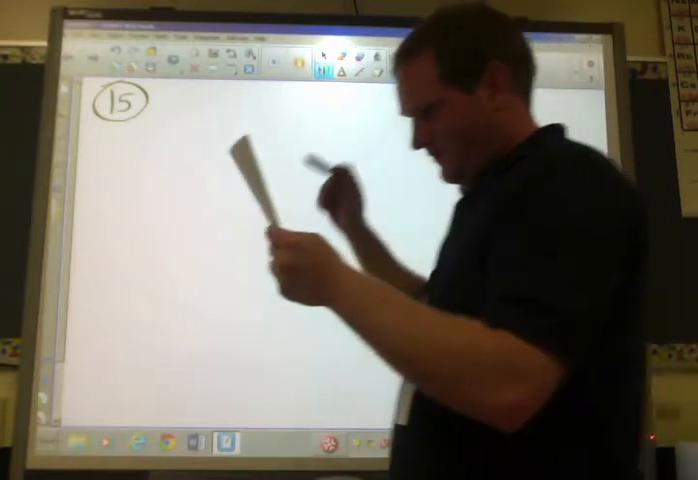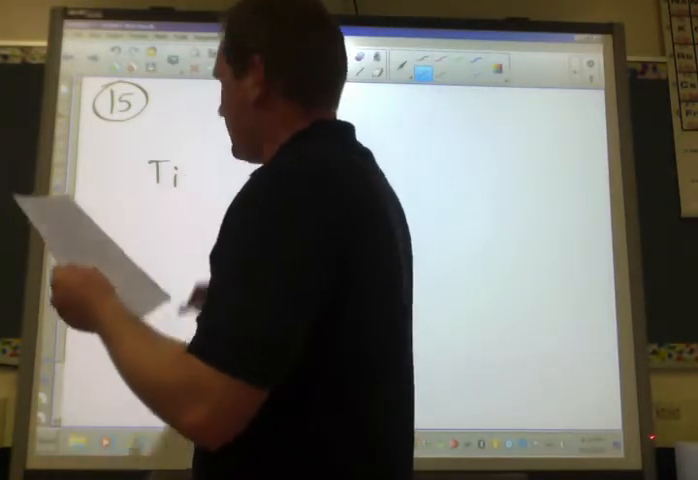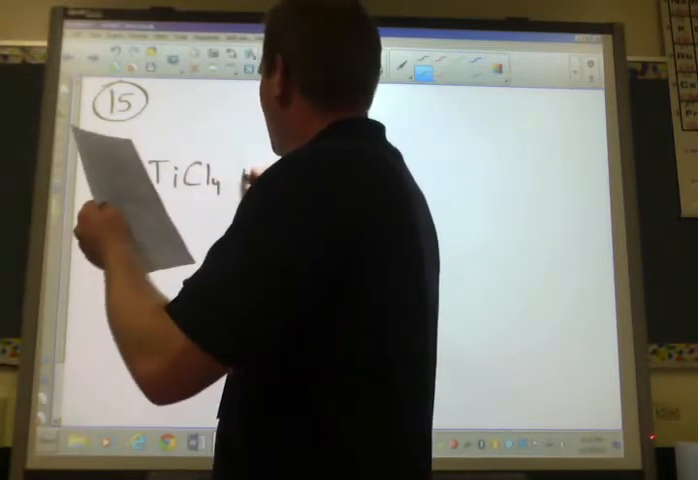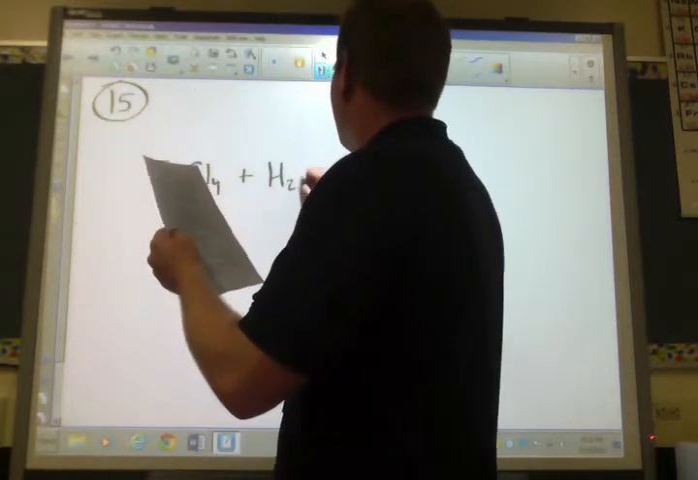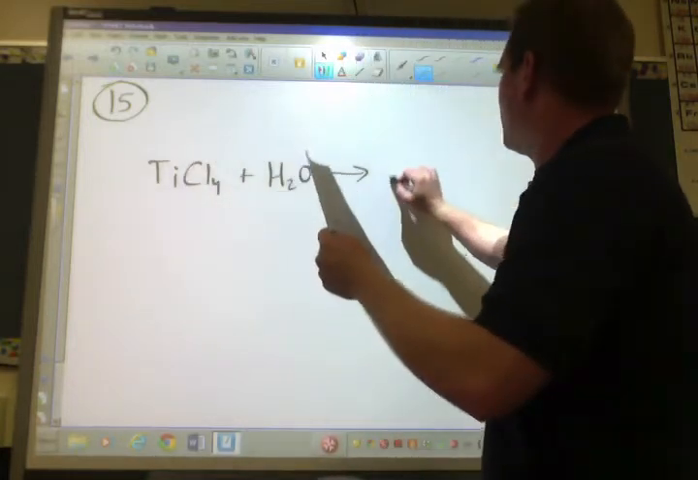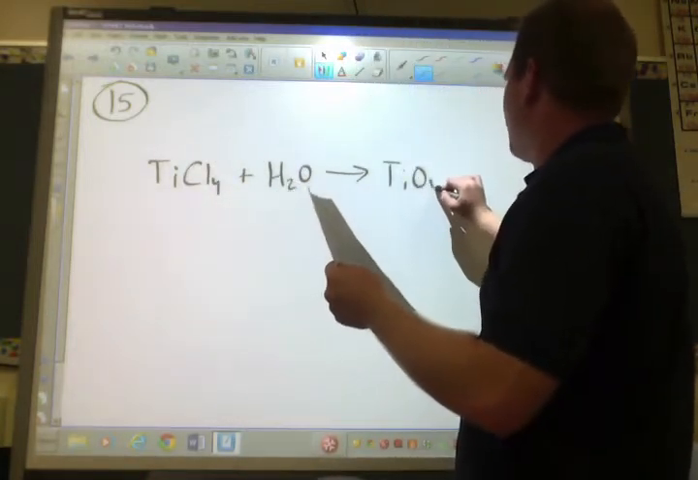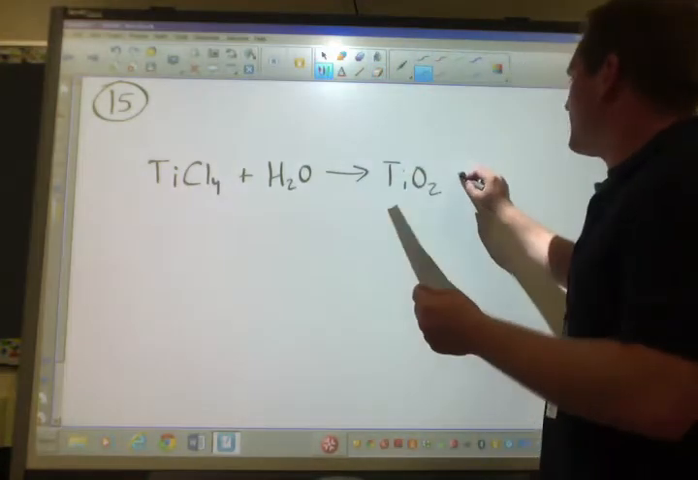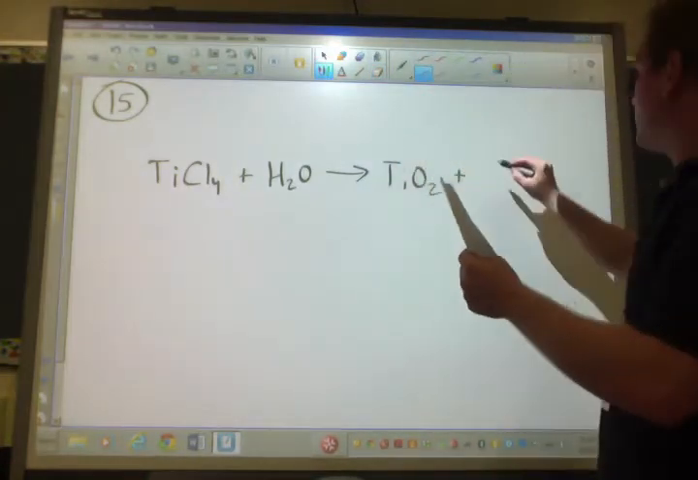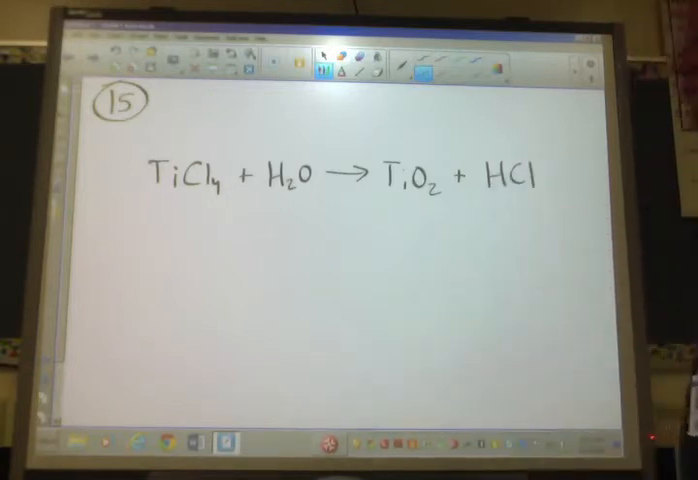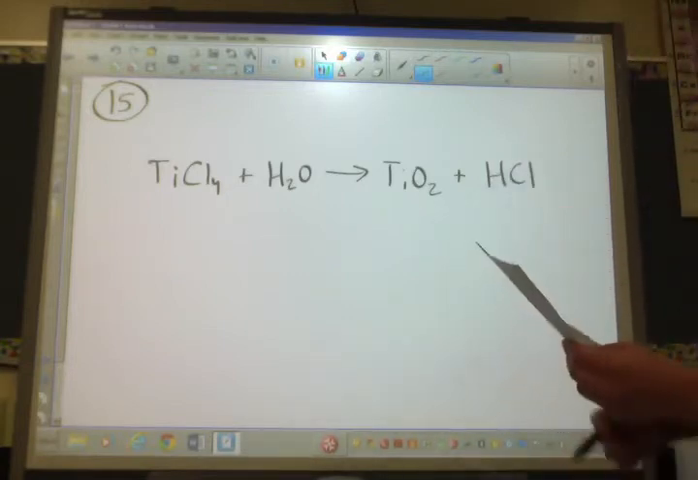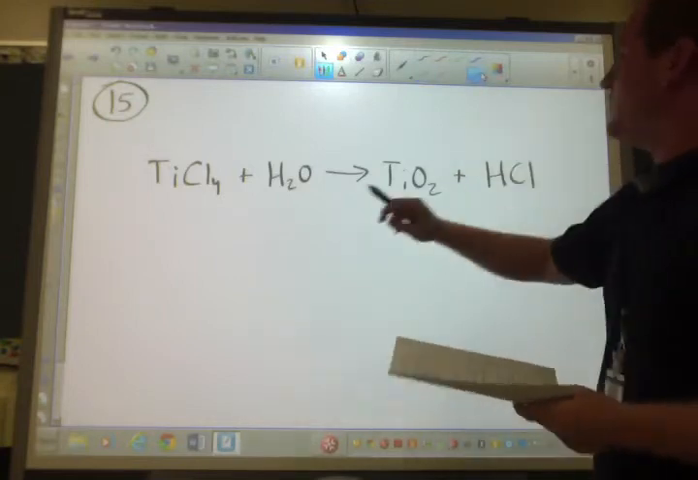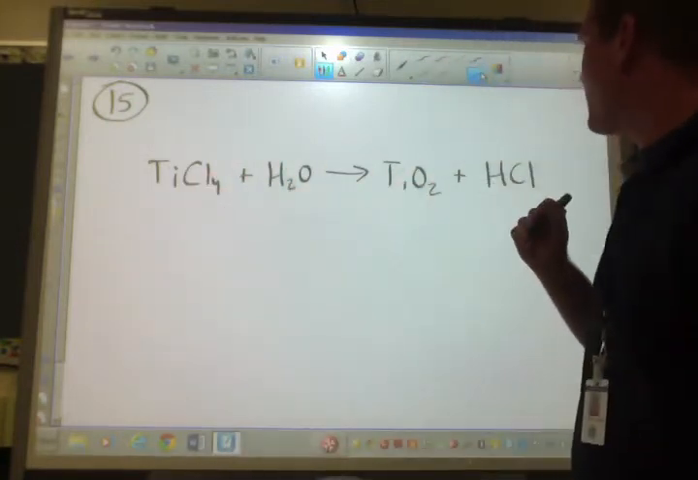Balance the equation. Ti, that's titanium, so this would be titanium 4 chloride plus water yields titanium 4 oxygen. That 4 refers to the charge on the titanium, plus hydrogen chloride, not hydrochloric acid because it doesn't say aqueous. Anyway, balancing this out. All right, titanium matches titanium.